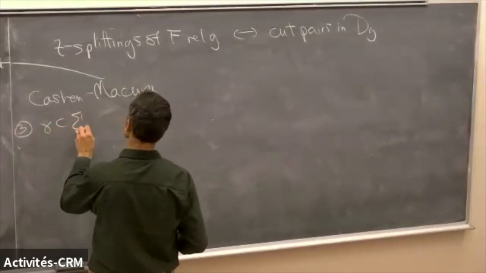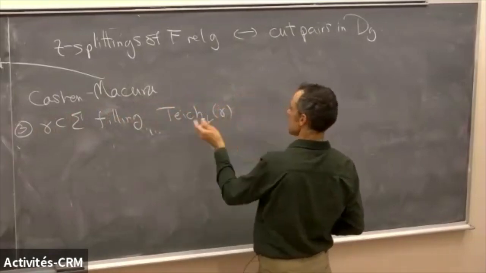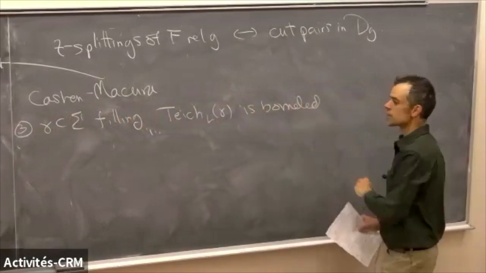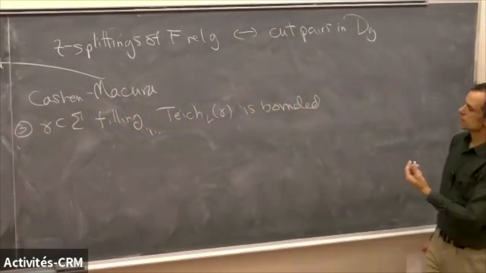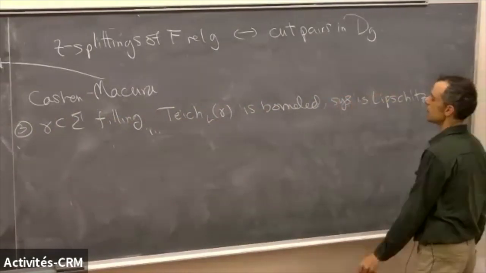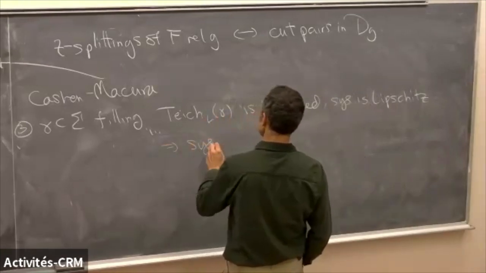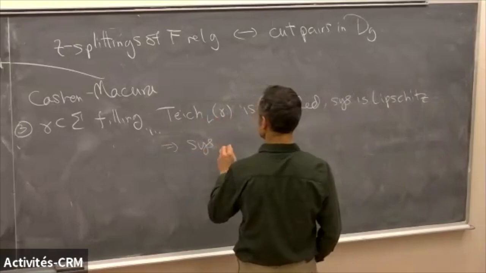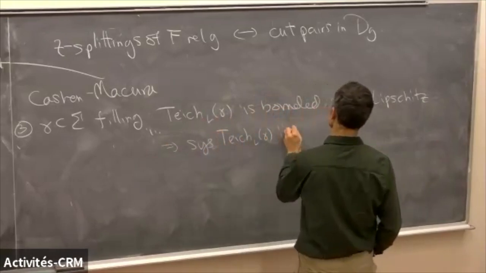So if it's filling, in this case, you can in fact see that the Teichmuller space is bounded, right? Your curve goes everywhere on the surface. You really can't do too much without increasing its length, right? So this thing is bounded. The systole map is Lipschitz, okay? And so that tells you that this one set is bounded. If I look at the systoles corresponding to Teich sub L of gamma, it's bounded.